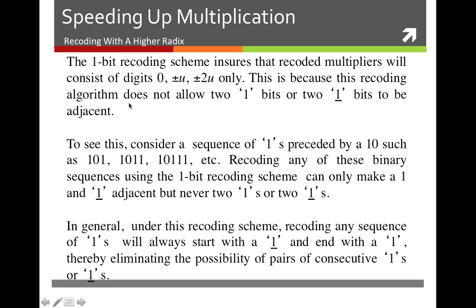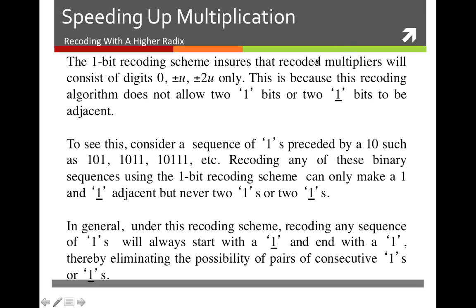And the 1-bit recoding scheme that we actually used in the very first place allows us, when we group them into 2 consecutive bits, to create these digits in radix 4. Basically, it does this because the algorithm that we just did, the first algorithm, does not permit 2 1s or 2 negative 1s in a row when the recoding is completed. It is something that is inherently built into the algorithm.